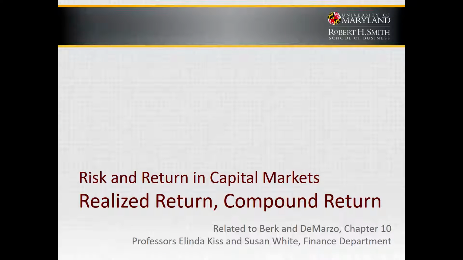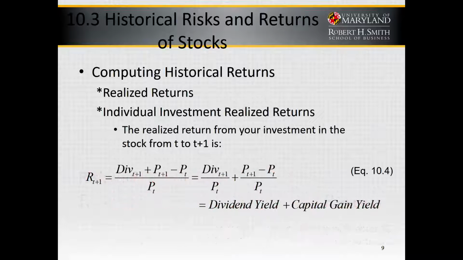Professor Kiss here, talking about realized return and compound return, our next topic in looking at risk and return. So we want to calculate the return. If we look at historic return, we can see the return starting in period T and ending in period T plus 1. Start with the price at which we bought the stock in period T. That will be our denominator. The yield we earn is based on what we paid for the stock.